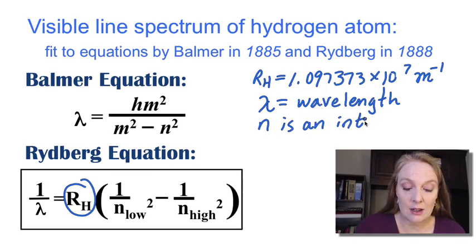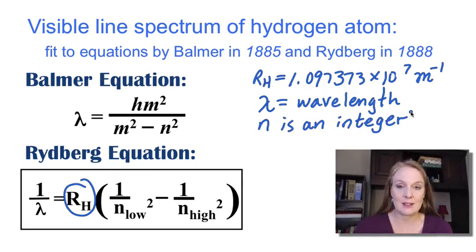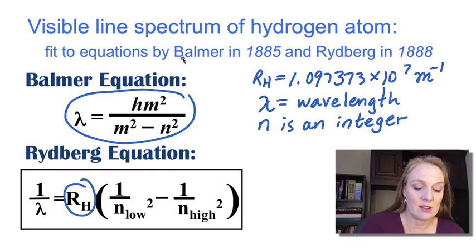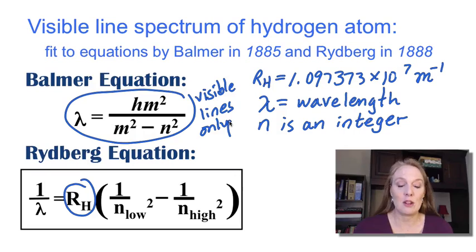And n here doesn't necessarily have to be 2, 3, 4, 5, or 6. n could also be 1 in the Rydberg equation. And this can apply to visible light, which is included in the Balmer equation. So the Balmer equation was for the visible lines only, and the Rydberg equation was for the UV, IR, and visible lines.